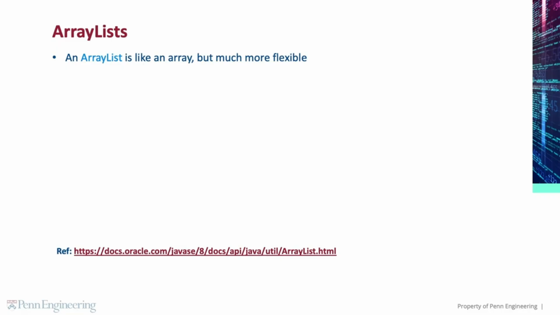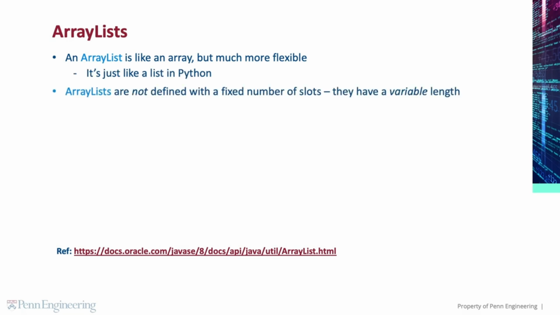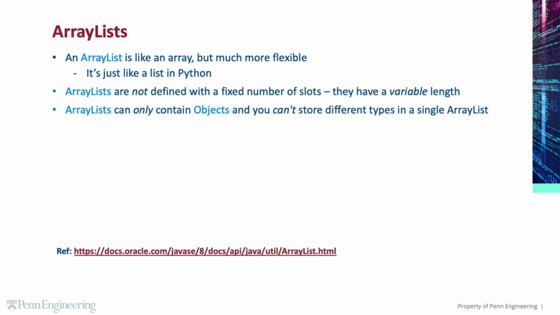An ArrayList is like an array, but much more flexible. It's just like a list in Python. ArrayLists are not defined with a fixed number of slots. They have a variable length. ArrayLists can only contain objects, and you can't store different types in a single ArrayList.